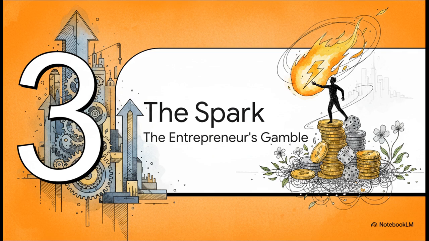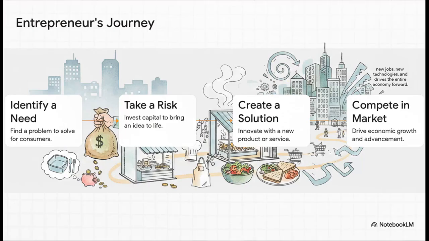But these pillars we've talked about, they don't just assemble themselves. The system needs a catalyst, a spark. And that spark is the entrepreneur. That's the person who's willing to gamble on a new idea and risk it all to bring that idea to life. So let's just trace that journey for a second. An entrepreneur first spots a need. Maybe there's a serious lack of good lunch spots near an office park. Then comes the gamble. They take a huge financial risk, maybe pouring their life savings into opening a little cafe. They create a solution, awesome salads and sandwiches, and then they have to jump into the market and compete to win over customers. That process is what creates new jobs, new technology, and pushes the whole economy forward.